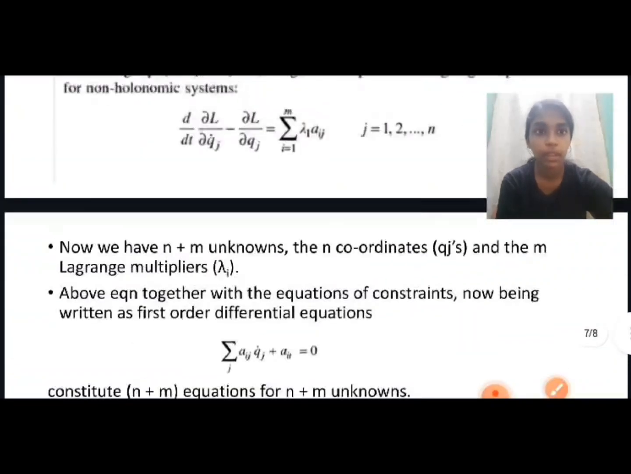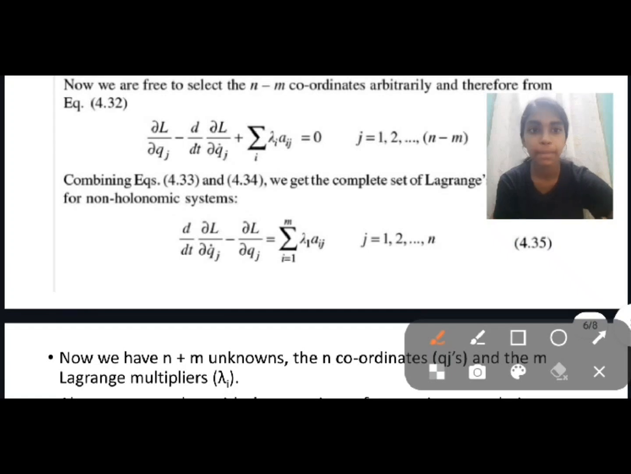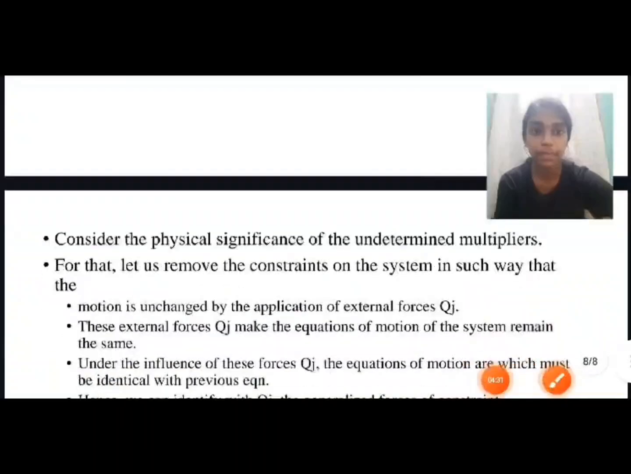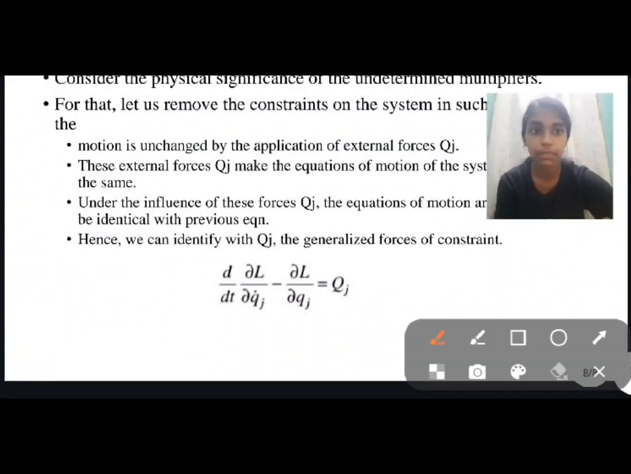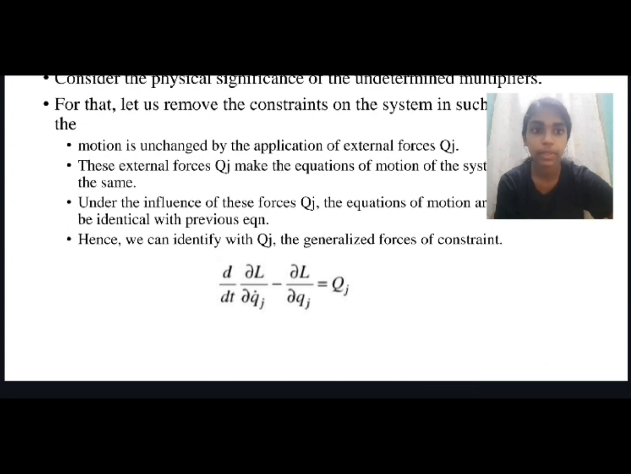So this equation now becomes d/dt ∂L/∂q̇j minus ∂L/∂qj is equal to Qj. So thus we complete the derivation of the non-holonomic Hamilton's variational principle. Thank you, sir.